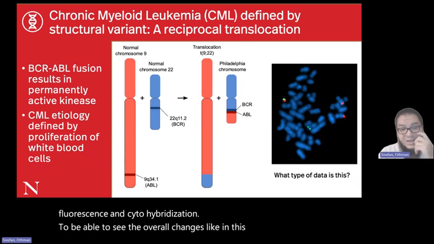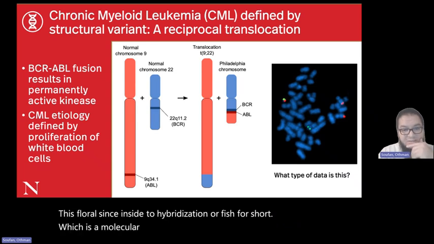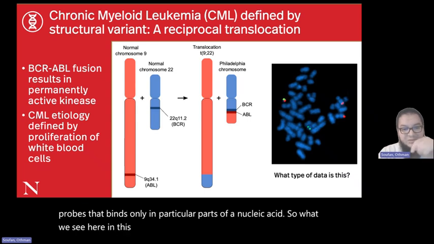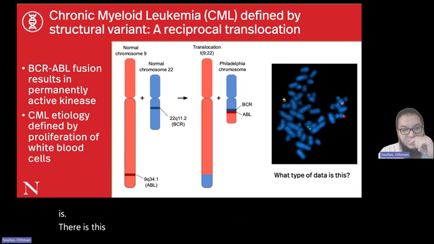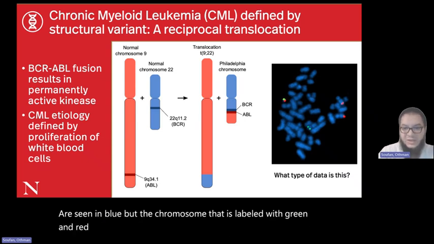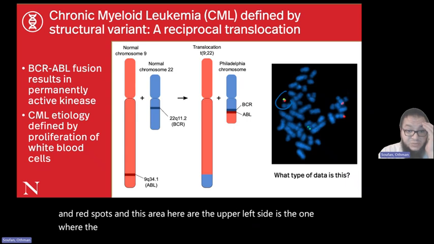like in this fluorescence in situ hybridization, or FISH for short, which is a molecular cytogenetic technique. It uses fluorescence probes that bind only to particular parts of a nucleic acid. So what we see here in this figure, using this FISH technology, is that there is this rearrangement. The chromosomes are seen in blue. The chromosome that is labeled with green and red spots, in this area here at the upper left side, is the one where the rearrangement is present.